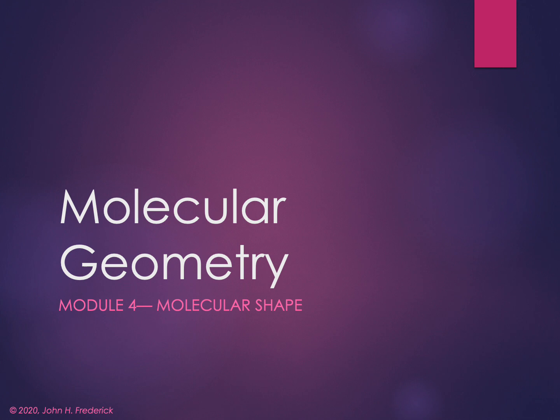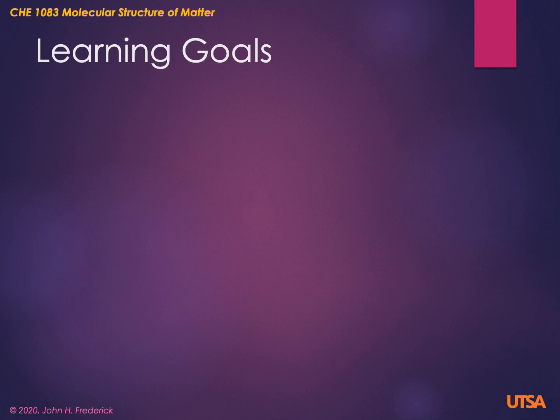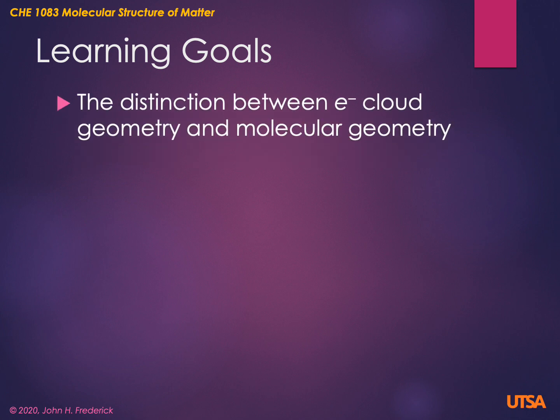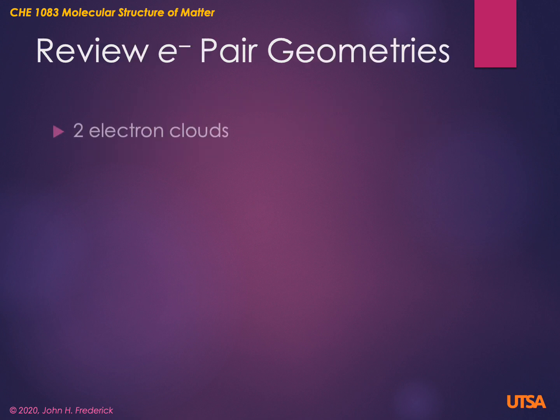We now close the loop and talk about molecular geometry, especially as it's related to the VSEPR model geometry that we learned about last time. Our learning goals are to be able to distinguish the electron cloud geometry predicted by the VSEPR model from molecular geometry, which is a subset of that. So let's review those electron pair geometries.